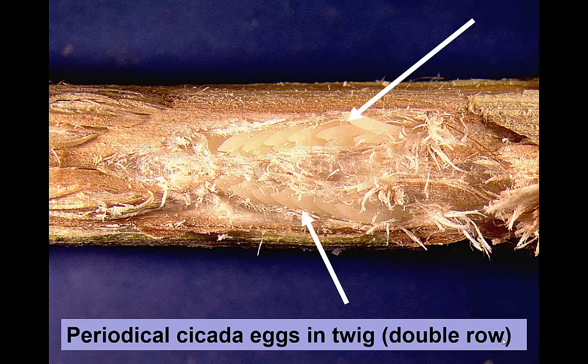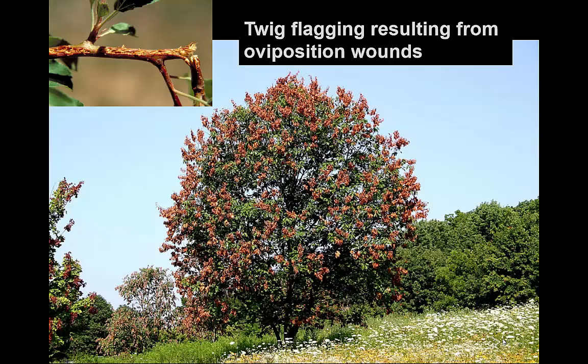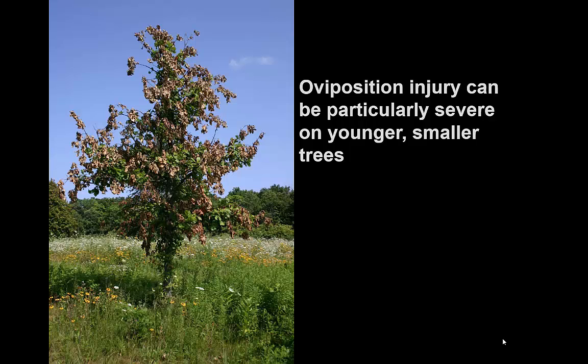And here we see the eggs. They're laid in a little double row here. The splintering does cause a weakening that typically will cause the branch to then break at that point. So you see flagging. Twig flagging is indicated on this tree here. It can be particularly damaging to a tree that doesn't have a lot of foliage.